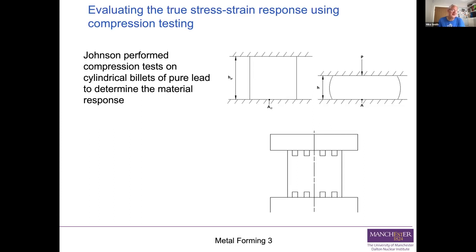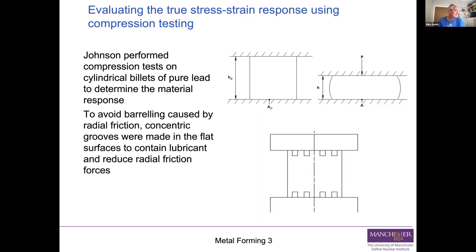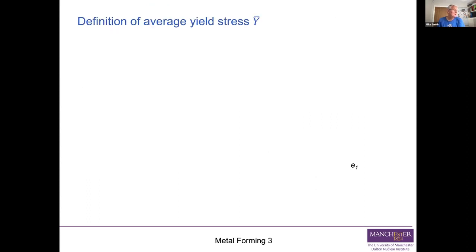And of course, if it remained purely cylindrical, AH would be equal to A naught H naught, but it doesn't unless you lubricate it properly. And so you end up with the concentric groove problem, where you actually have to take great care to lubricate your compression test to ensure that you don't get barreling.